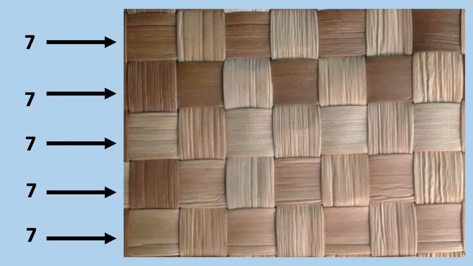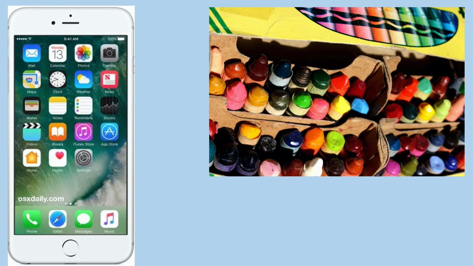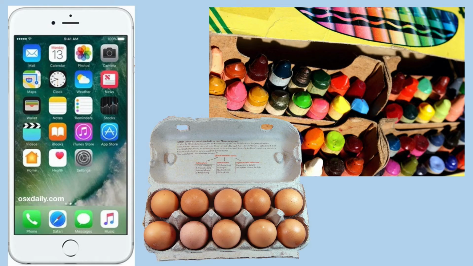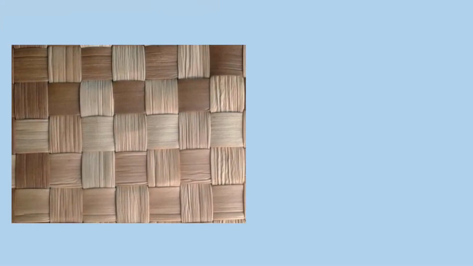Where else might you see arrays? What other things can you think of that are organized into equal rows? We can see our apps on a cell phone are organized into equal rows, crayons in a box, and eggs in a carton. Now look at this lauhala mat.